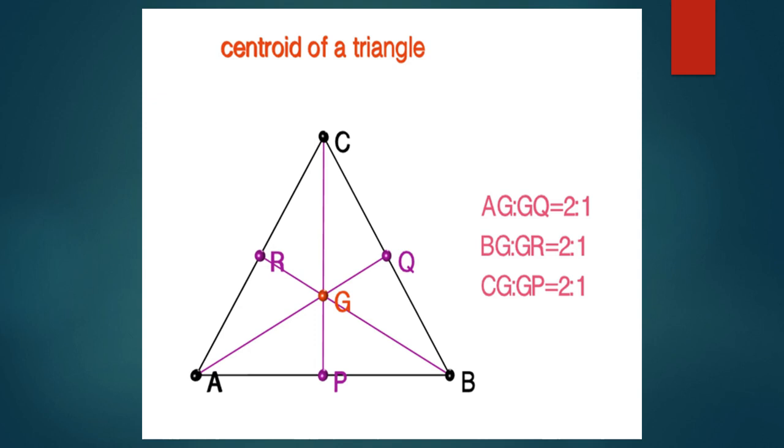Now, there is one relation between the distances. Here you can see that AG to GQ is 2:1. That is, AG is 2 times GQ. Similarly, BG to GR is 2:1, so BG is twice GR. Similarly, CG to GP is 2:1. So, the centroid divides each median in the ratio 2:1 from the vertex.